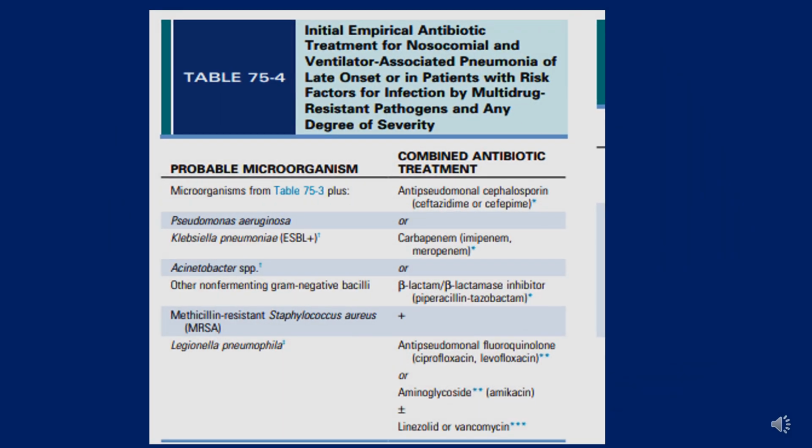Pause the video and carefully scrutinize Table 75-4 summarizing initial empirical antibiotic treatment for nosocomial and ventilator-associated pneumonia of late onset or in patients with risk factors for infection by multidrug-resistant pathogens and any degree of severity before advancing to the next slide.